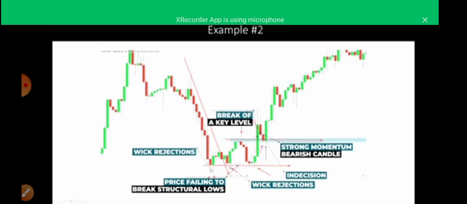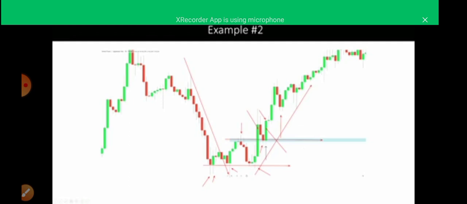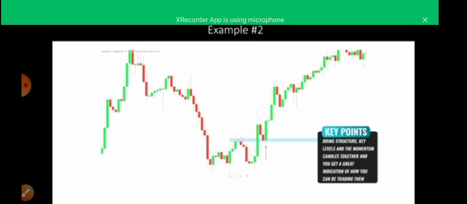After the depletion, what do we see? A very strong bullish momentum candle with a strong close to the upside, comparable to the candles to the left here, is very convincing that if we want to take a trade, there's a very high chance price will continue up. And as you can see, this is exactly what happened. So this is how we look at our momentum candles. And as you can clearly see from the two examples, they're fairly similar, very simple process, and very easy to identify. Bring structure, key levels, and the momentum candles together, and you get a great indication of how you could be trading them.